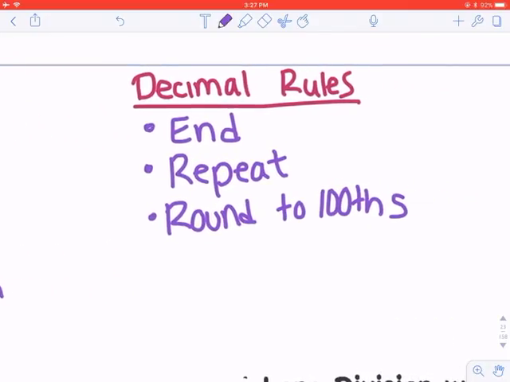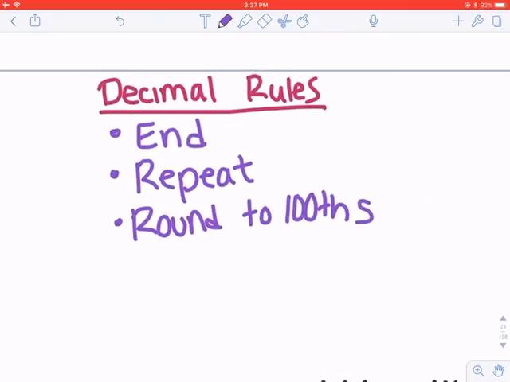We're also going to be dealing with some decimals in long division problems, and it's important to keep the decimal rules in mind so you know when it's okay to stop a long division problem if it goes on forever. So there's 3 different cases of things that could happen. 1, the problem could just end. Your answer could be a decimal that ends like 10.5. That means you're done with the problem.